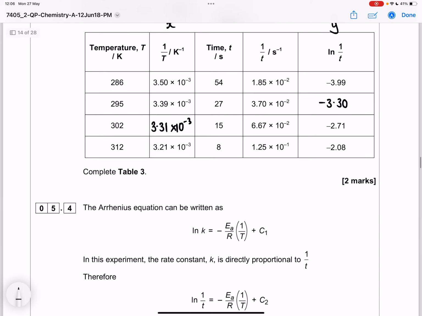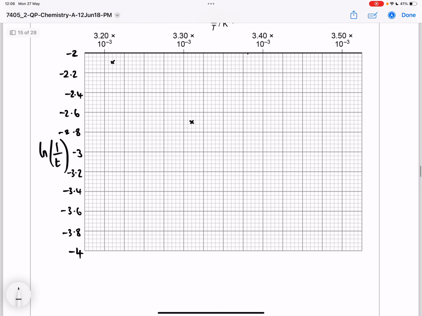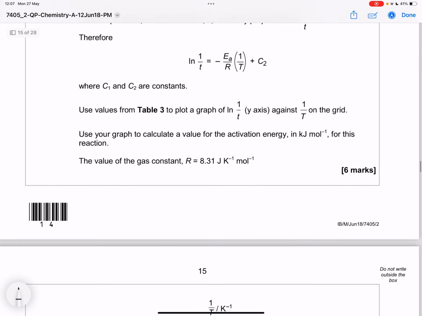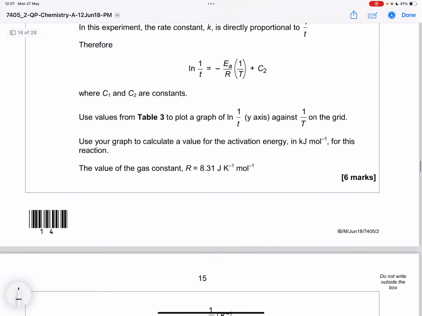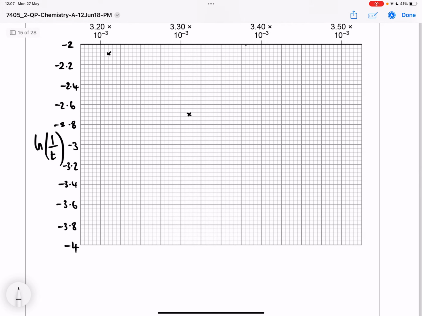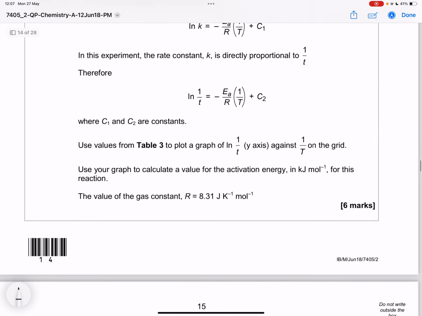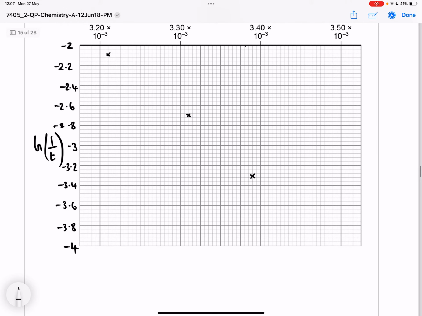Then we're going to go minus 3.3, 3.39. So 2 back. Minus 3.3 and 3.39, about there. And then our last one, minus 3.99 and 3.5. So right bang on the bottom there, pretty much, just shy of the very bottom.